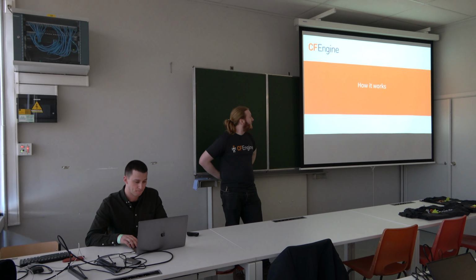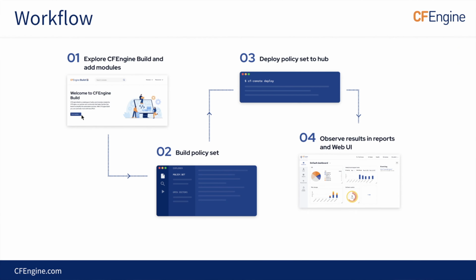Okay, so how does it work? This is the general workflow if you're working with CfEngine Build. You go to the website, you look around, you find modules that you are interested in. Then you add those modules to your policy set, or to your project, as we call it. Then you build your project into a policy set. You deploy that policy set to your hub, and then you observe the results. Whether that's through the terminal or the Enterprise web UI is kind of the same, but this is from our documentation, so it has the web UI.